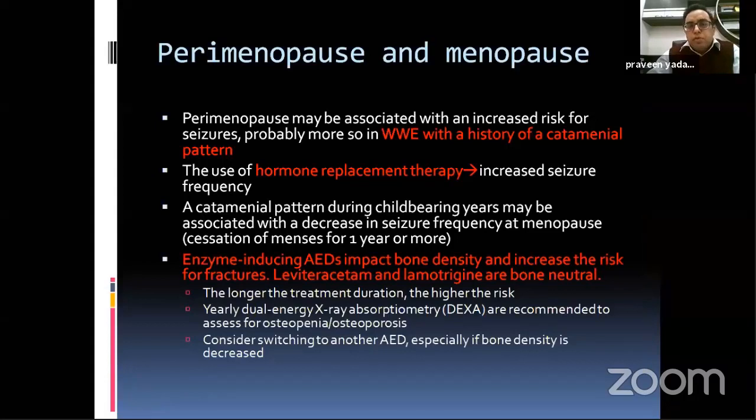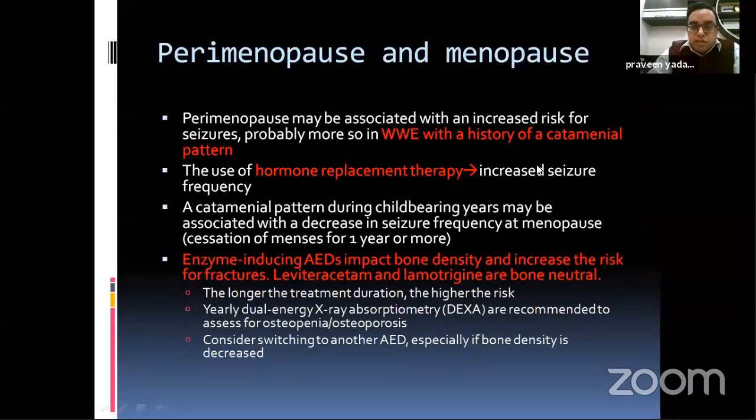Now coming to perimenopause and menopause. Women with epilepsy who have a history of catamenial pattern can have a worsening of the epilepsy once the menstruation stops. So that is perimenopausal worsening. Second, the use of hormonal replacement therapy can also increase the seizure frequency.